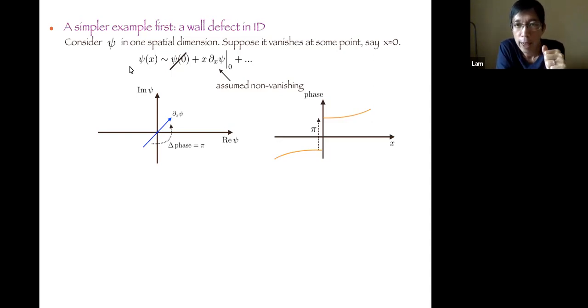So let's do a Taylor expansion. It's very simple. So I have psi of x. It vanishes at the origin, so I can cross that out. The lowest order term in the Taylor expansion is just the first gradient of the wave function evaluated at the origin, multiplied by x, right? And then, of course, there could be higher order terms. Let's for now assume the first order term, the first gradient, does not vanish at the origin.